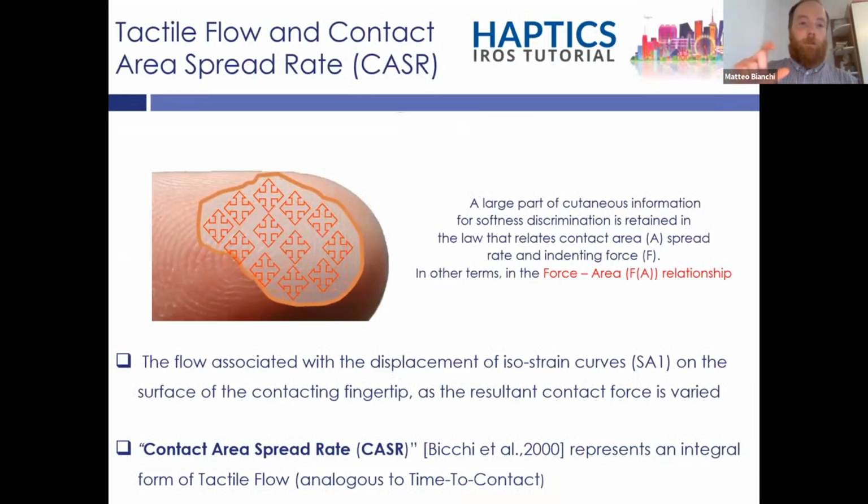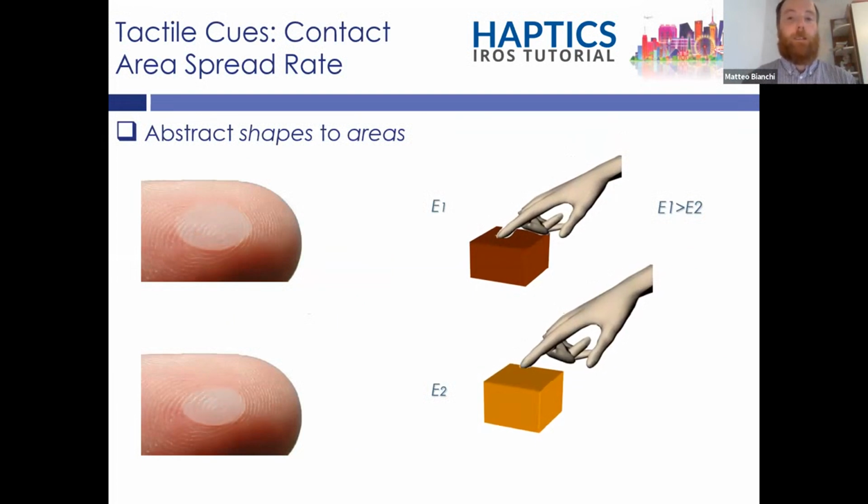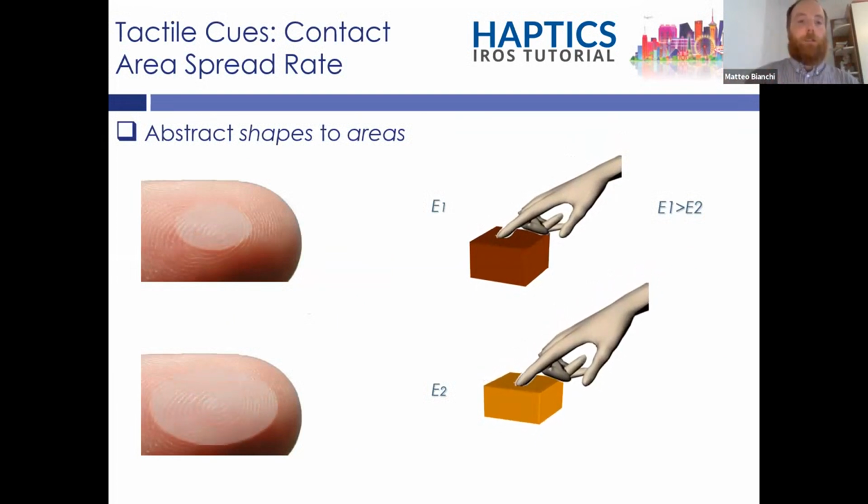The other relationship that I want to stress is that the tactile flow is also associated with another effect, which is the contact area spread rate, which represents an integral form of the tactile flow. Basically, this concept means that when we press an object, the softer the object, the larger the growth of the contact area over the fingerpad. And this is basically the integral form of the previous model that we demonstrated.